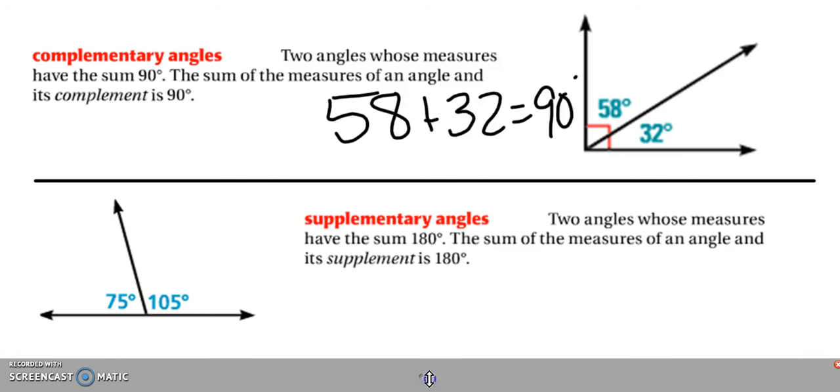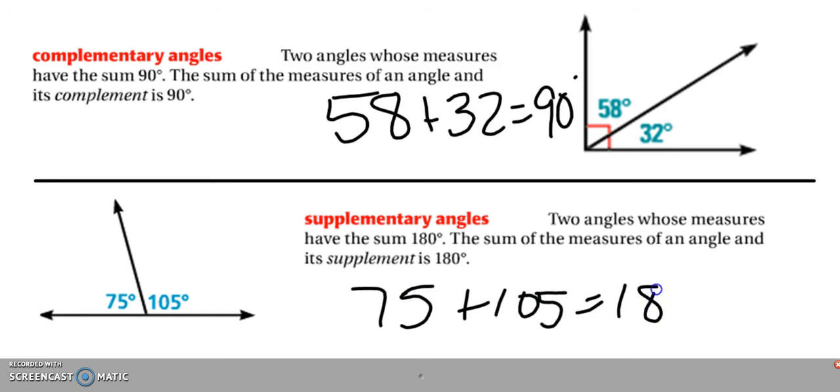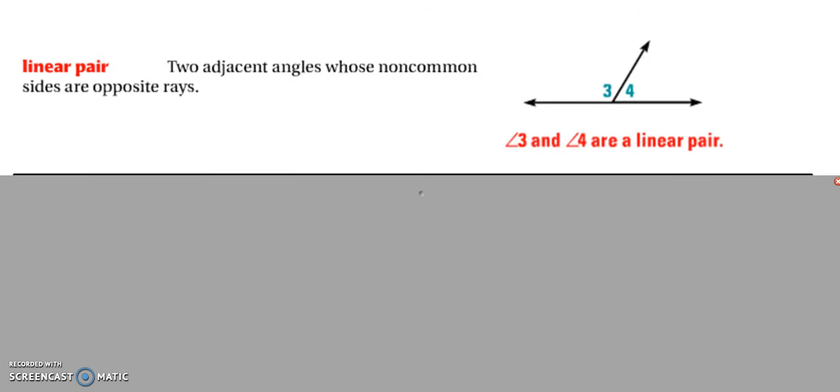Supplementary is two angles whose measures have the sum of 180. So again, if I did 75 plus 105, that's going to give me 180 degrees. So that means that these two angles are supplementary. All right, two more.